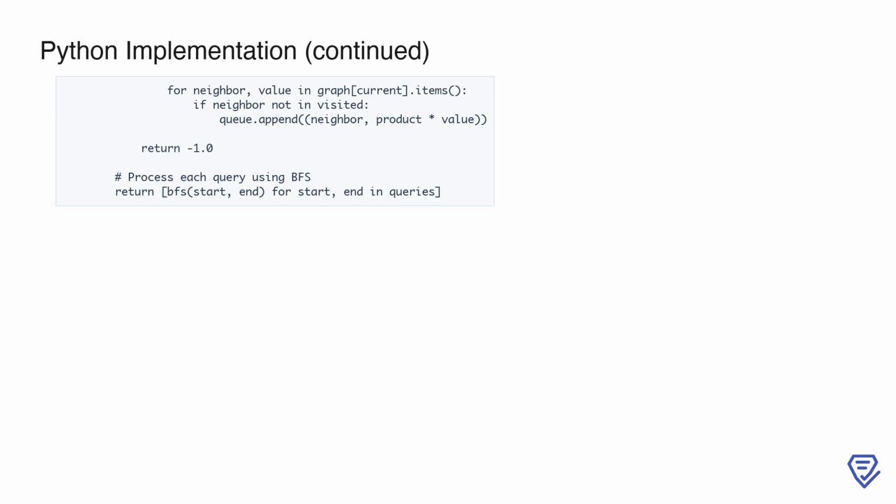Finally, outside the BFS function, we process each query in the queries list using our BFS traversal. For each pair of variables, start and end, we invoke BFS and collect the results in a list, which is returned as the final output. This ensures that each query is efficiently handled and the results are computed accurately.